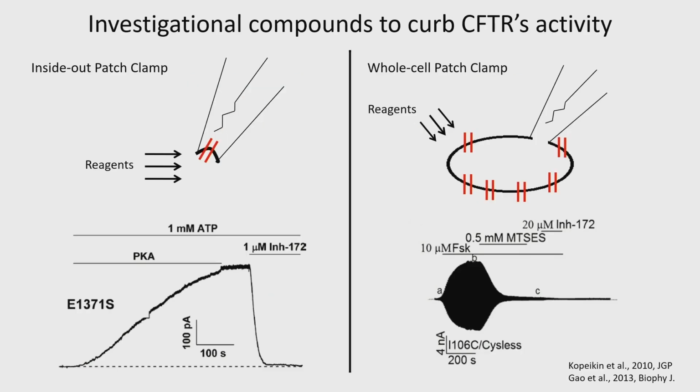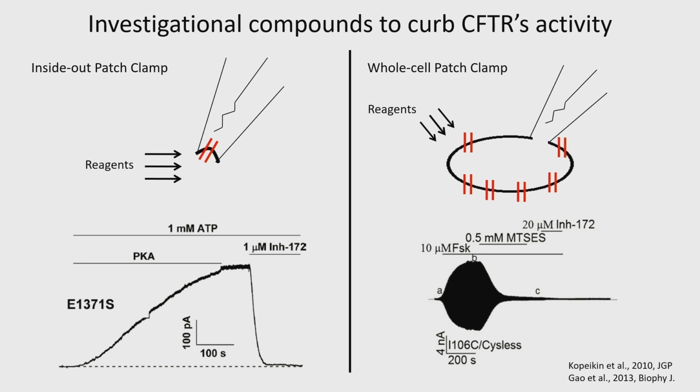So I graduated from a lab that studies CFTR's function using patch clamp, where I mastered the inside-out and the whole-cell patch clamp techniques. Many times in my experiments, when I wanted to shut down CFTR, I would apply a compound called Inhibitor 172. Here on the left, in the case of a locked-open mutant, you can see the current is almost instantly shut down to baseline level by this compound.